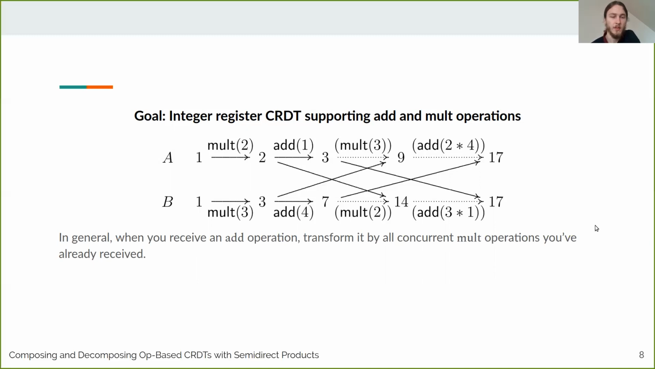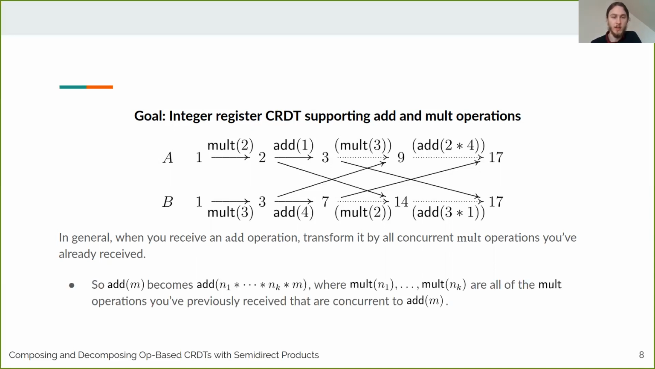In general, the way our CRDT works is when you receive an add operation, instead of applying it directly, you first transform it by all the concurrent mult operations you've already received. So add m becomes add of n1 times n2, etc., times m, where mult n1 through mult nk are all of the mult operations the replica has previously received that are concurrent to the newly received add operation.